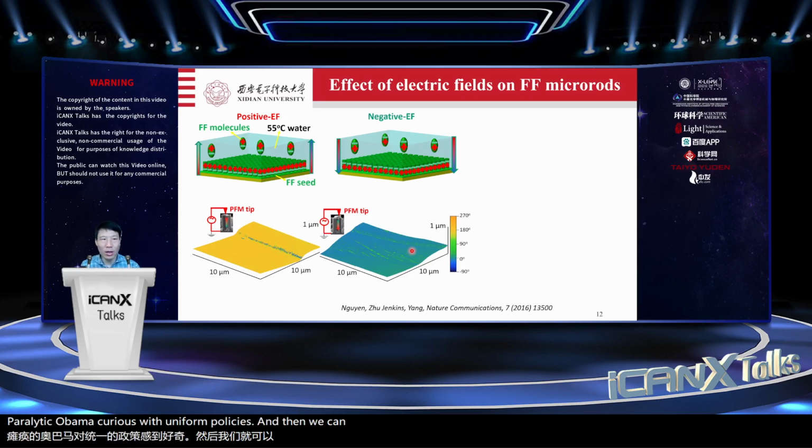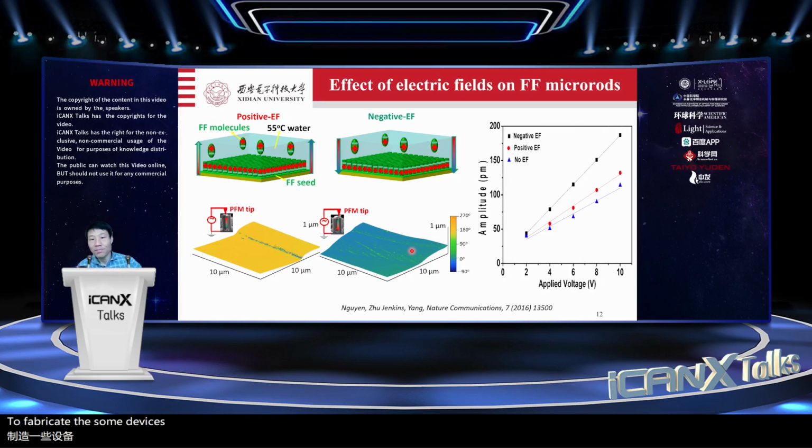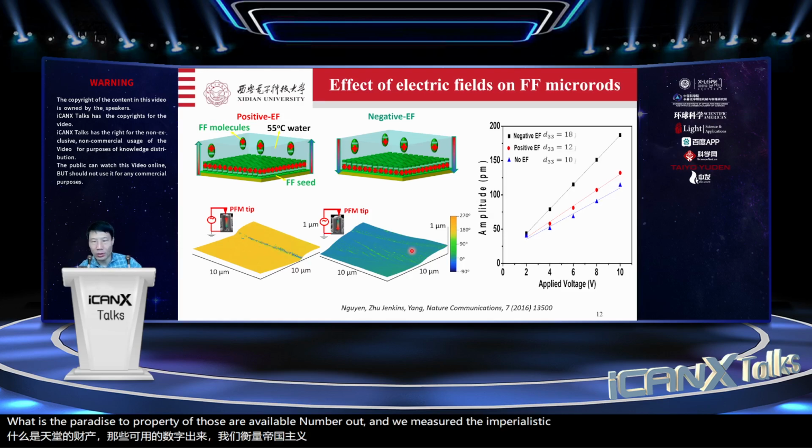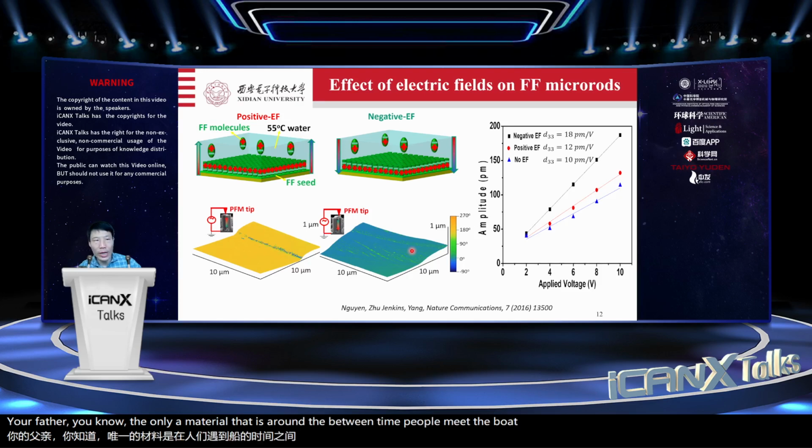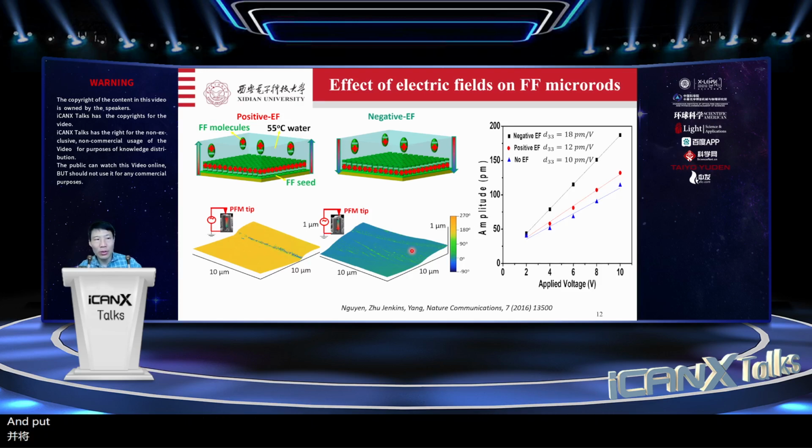Then we can start to investigate the piezoelectric effect in the biomaterial and eventually to fabricate some devices. What is the piezoelectric property of those FF macro rods? We measured their piezoelectric constant. The D33 value tells us that for the earlier material it is between 10 picometer per volt and 18 picometer per volt. And let's put this into perspective, how this property compares with other materials.